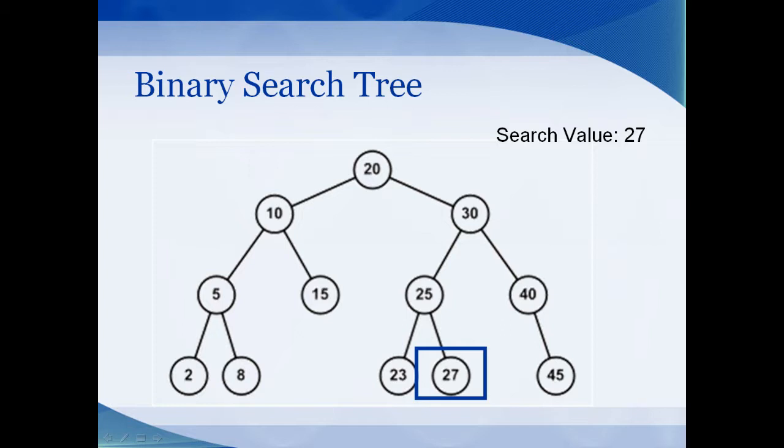So the height of the tree is the maximum number of comparisons it will take to find any value in the tree. Compare that to a linked list where you had to start the search at the head node and continue down every node till you find the value you're looking for.